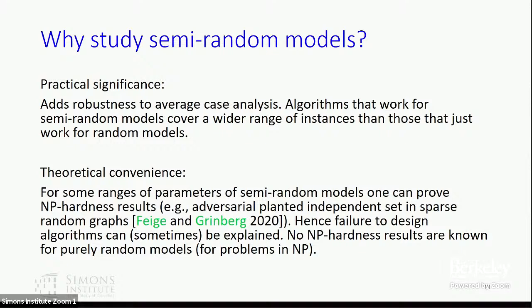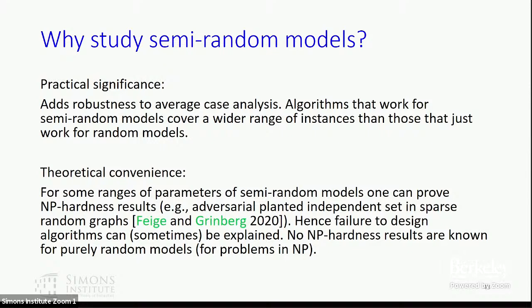Why should we study semi-random models? There are two reasons. One is practical significance. It adds robustness to average case analysis. Algorithms that work for semi-random models cover a wider range of instances than those that just work for random models. And the other is theoretical convenience.